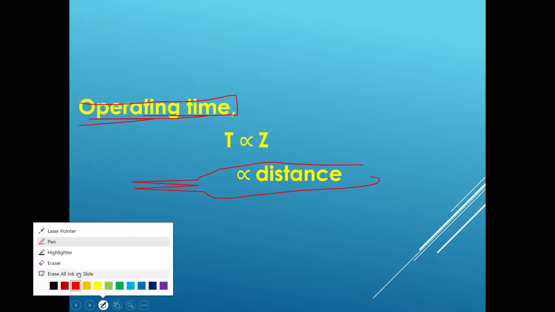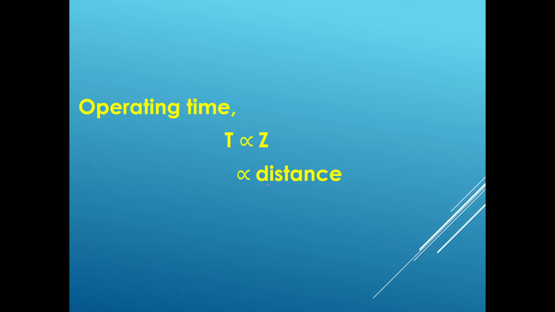So as distance varies, the operating time will also vary. So distance means here we are going to measure the ratio of voltage and current. Therefore here, this is not torque, this is time of operation. The time of operation of the relay.